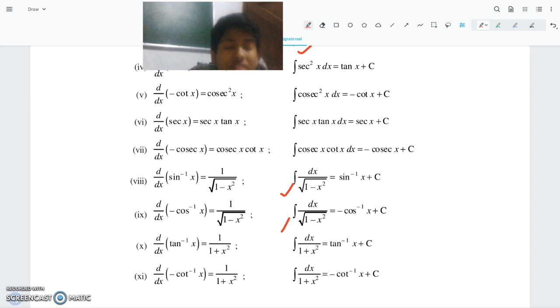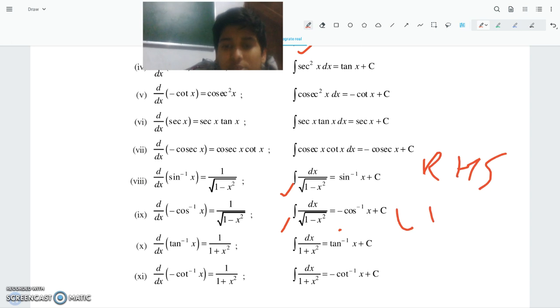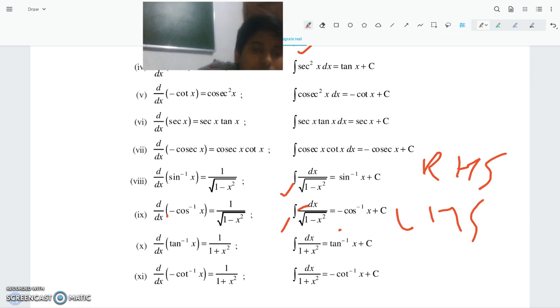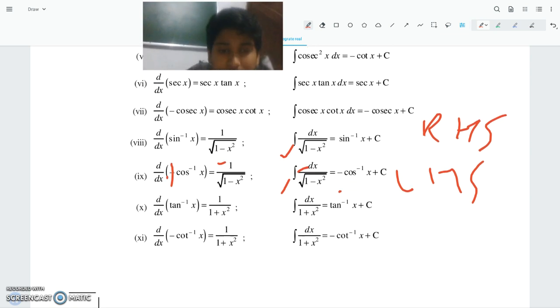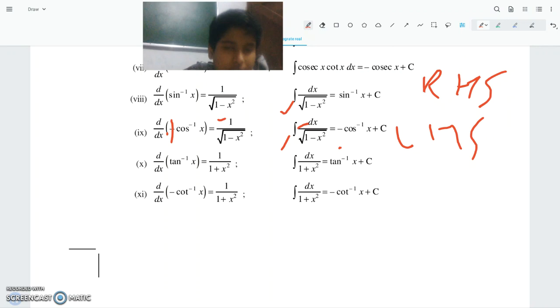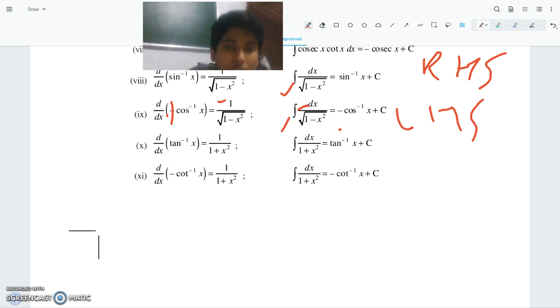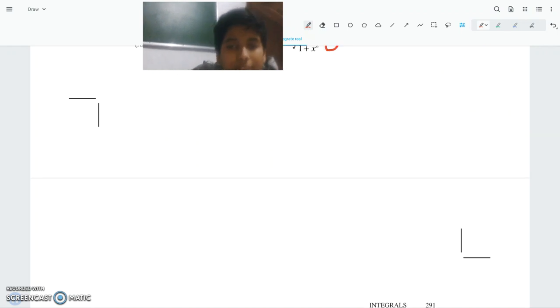And what is the difference between sin inverse x and cos inverse x? Here the minus is on the RHS, but we can put that minus on the LHS too. That would be minus dx upon 1 minus x square, and this should be plus here and minus there. That would be a better way to do it. We should remember these. Same difference in cot inverse. It is written on the RHS, but in reality it should be on the LHS.